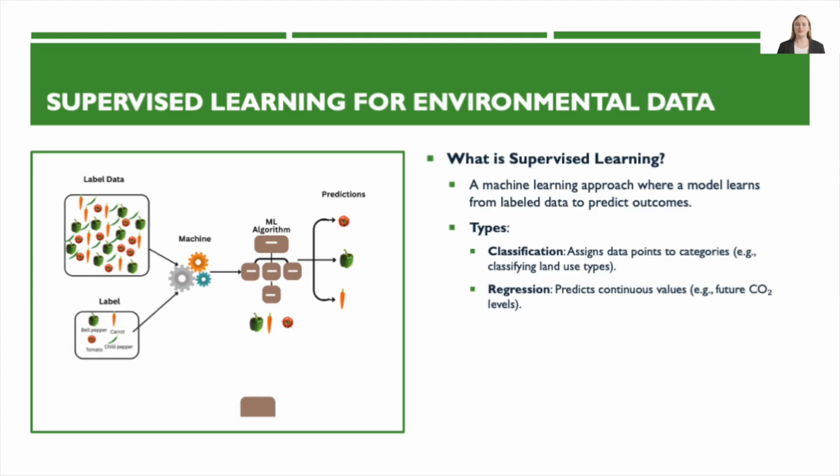Supervised learning for environmental data. We'll start with supervised learning, a type of machine learning where a model is trained on labeled data to make predictions. In environmental science, we use supervised learning for tasks like classification, categorizing data points into specific groups, and regression, predicting continuous values. Classification could involve predicting whether a region is urban or rural based on satellite imagery, while regression is often used for forecasting variables like temperature or pollutant concentration over time. Supervised learning is particularly powerful because it enables us to make informed predictions based on historical data.